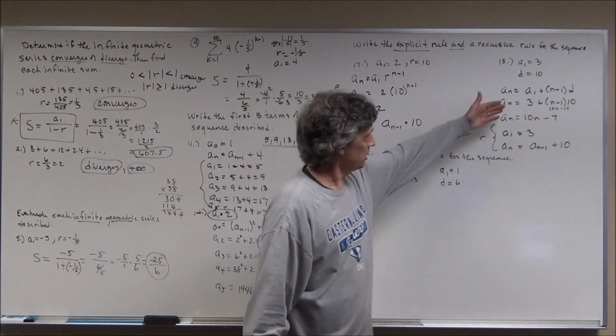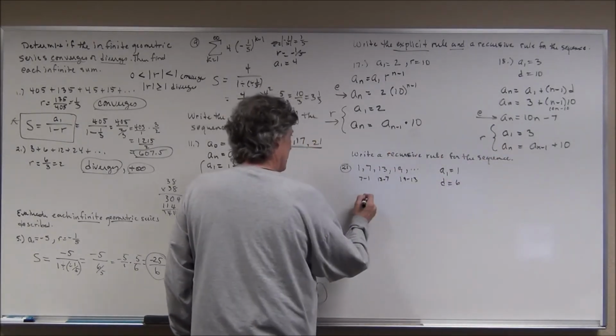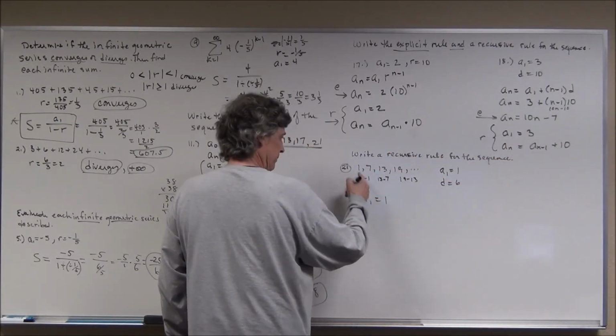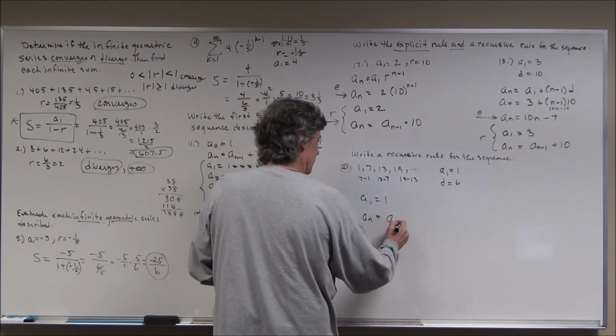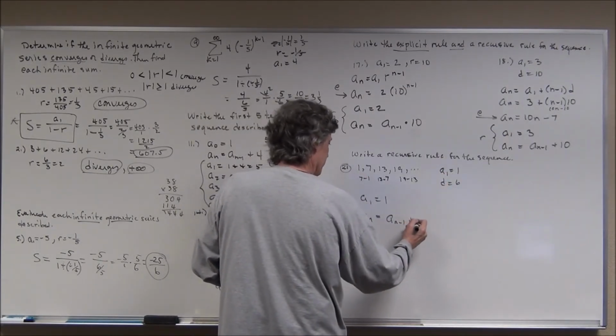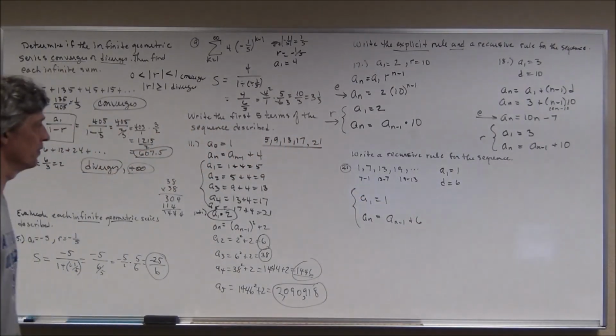So now I work it just like this guy. They want a recursive, you're adding 6 each time. A sub 1 is 1. And a sub n would be whatever the term is before that, a sub n minus 1. And then you add on the difference, 6. And this would be the recursive rule for the sequence.